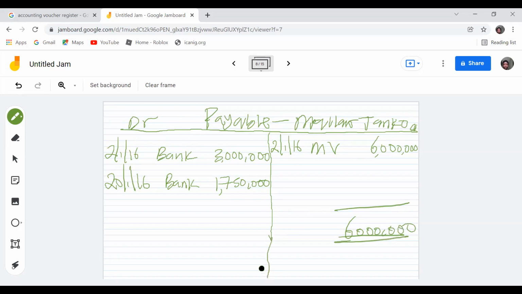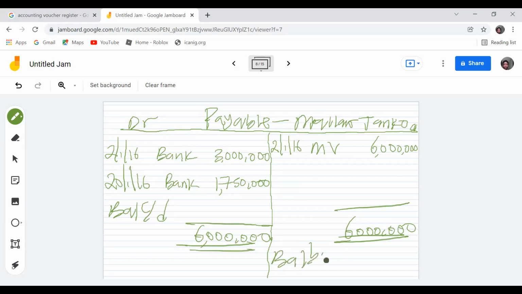All liability accounts will have a credit balance. So we need to look for the balance CD now that we are going to bring down as the balance brought down. So 6 million minus 3 million minus what? And that will be 1 to 15.